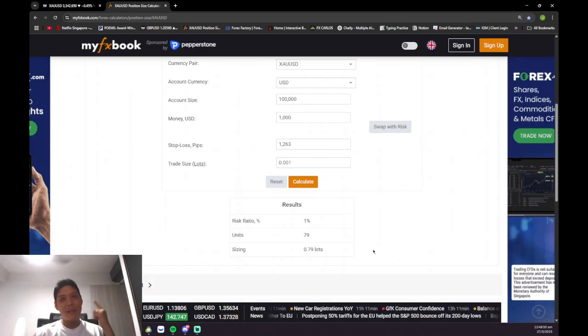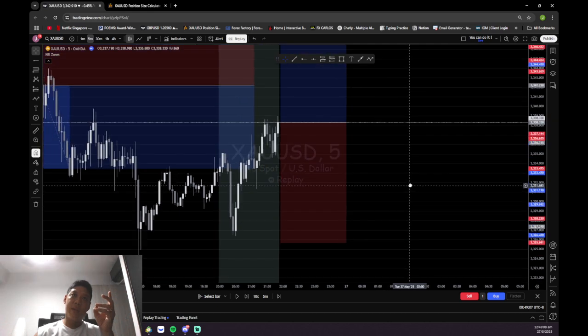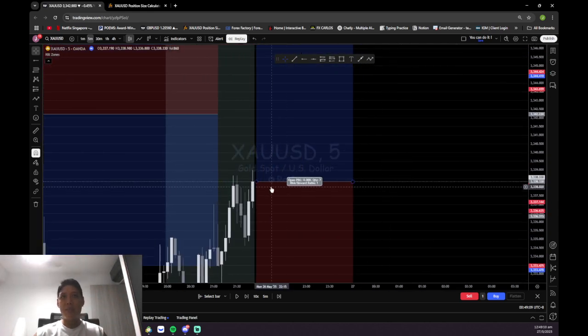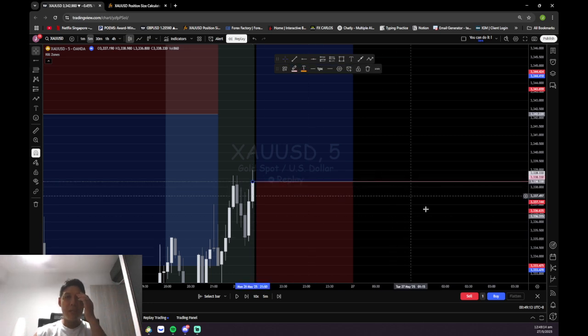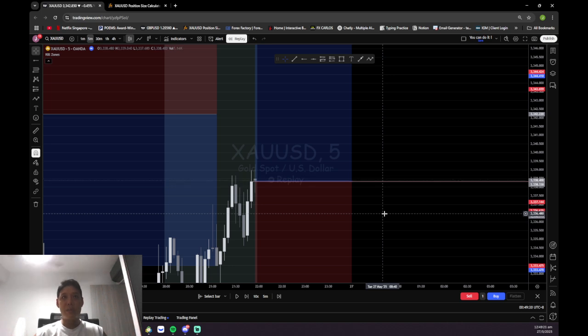Very simple. Now you just need to go into your trading terminal, input 0.79 as your lot size, and put a limit order. So my limit order is basically at this position here. I put a limit order for 0.79 lots. And what happened? Next candle, I got tapped in.